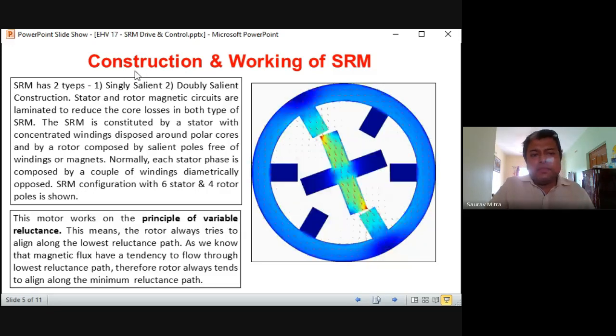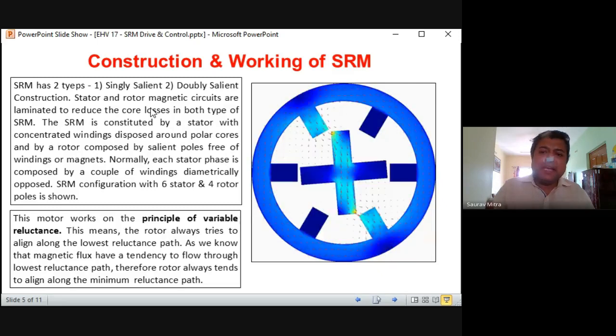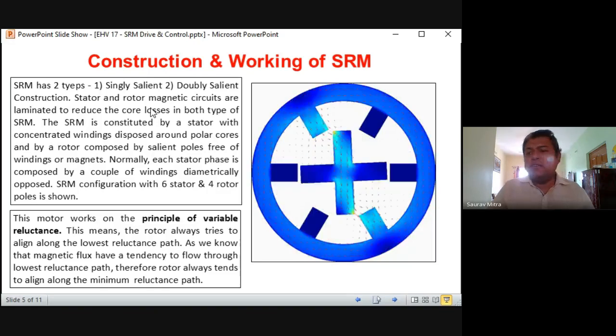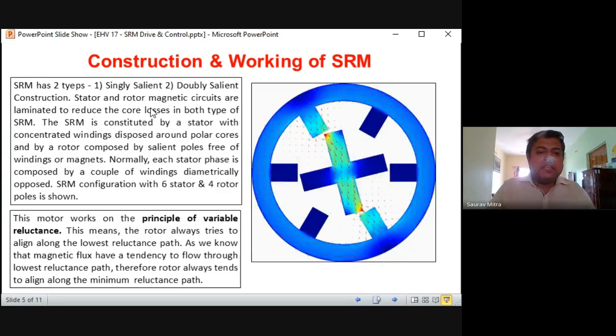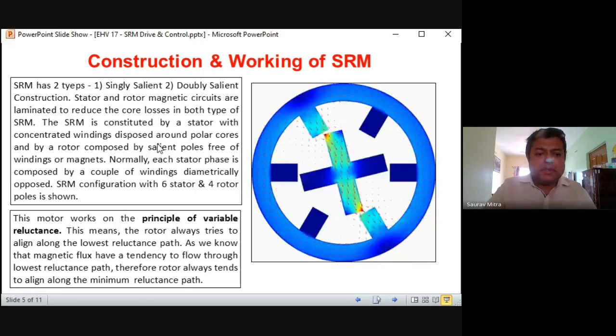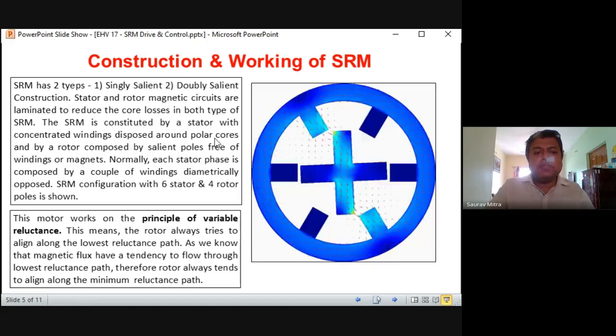So SRM has two types: one is singly salient, one is doubly salient. Singly salient means either the stator is salient or the rotor is salient, while doubly salient means stator and rotor both have salient poles. Stator and rotor magnetic circuits are laminated to reduce the core losses in both cases. An SRM is constituted by a stator with concentrated windings disposed around pole cores, and a rotor composed of salient poles free of windings or magnets.